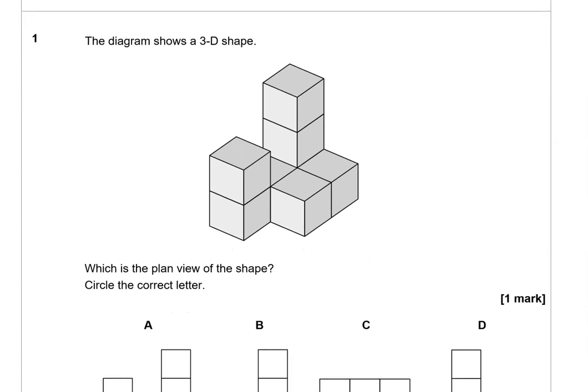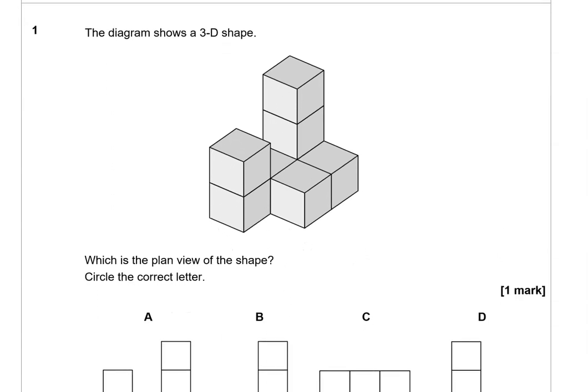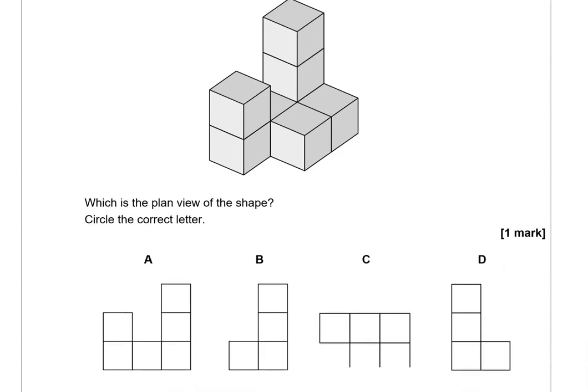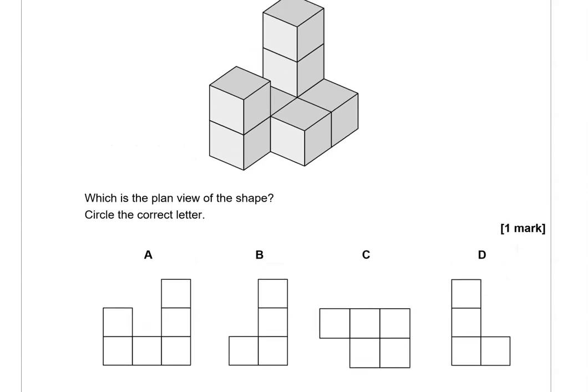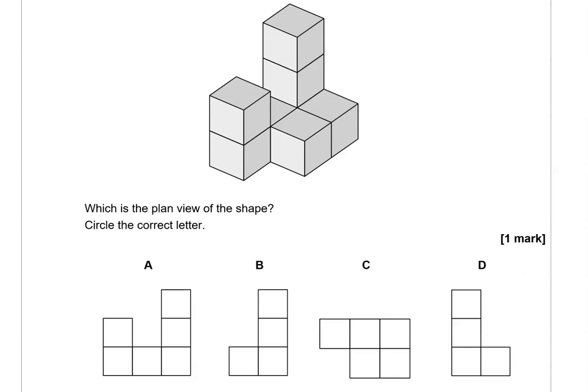Question 1. The diagram shows a 3D shape. Which is the plan view of the shape? Circle the correct letter. So plan view is looking at the shape from the top. If we look at it from the top, we'll be able to see a square here and another one next to it, another 2 and then another one, so 5 of them, and that is option C.